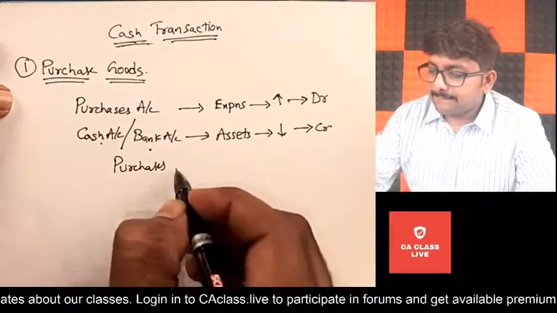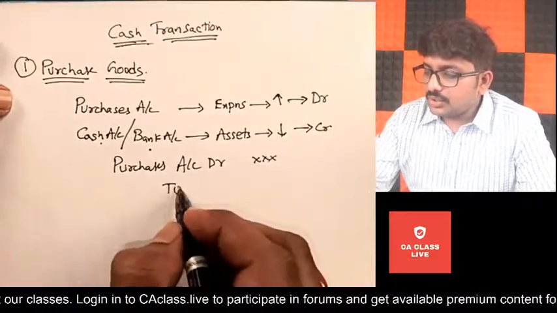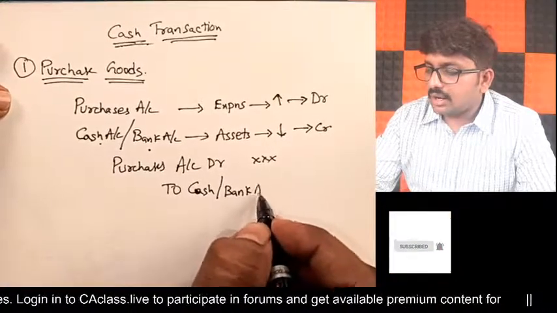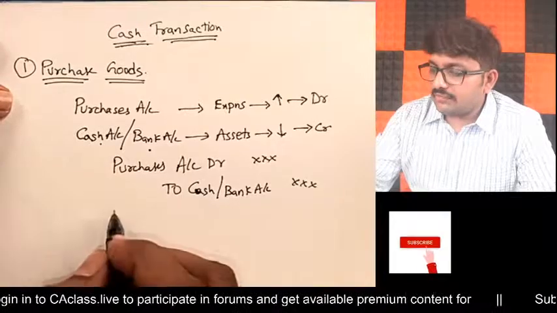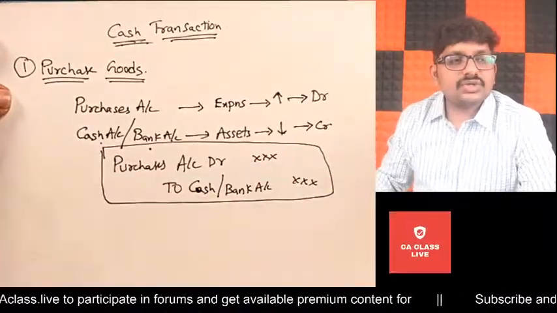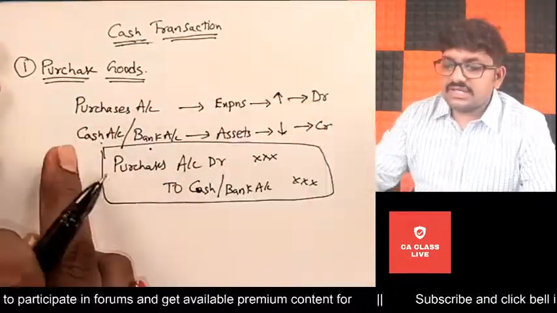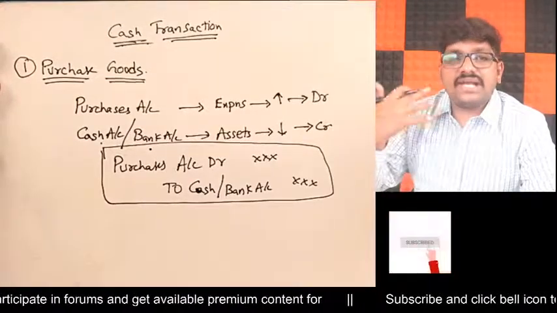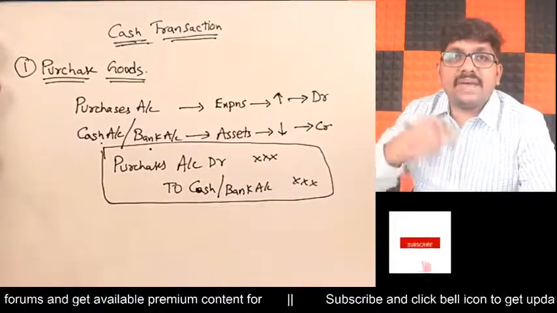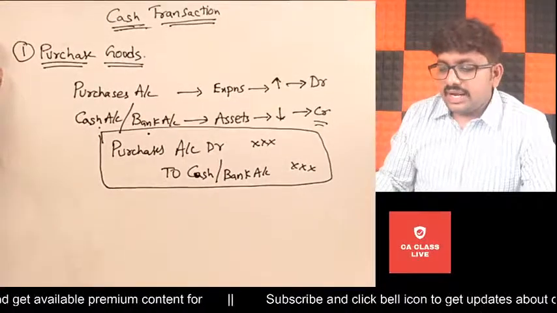So what is my journal entry here? Purchases account debit, to cash or bank account, whatever be the case, you have paid. This is the journal entry whenever I purchase my goods. Purchases is a part of expenses, and when you purchase, your total expense will increase, that's why we debit it. Cash or bank is a part of assets, and when you pay, the balance will decrease, that's why we credit. Got it friends? Good. Now moving on to the next one.